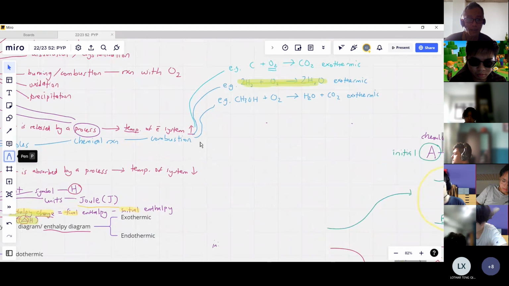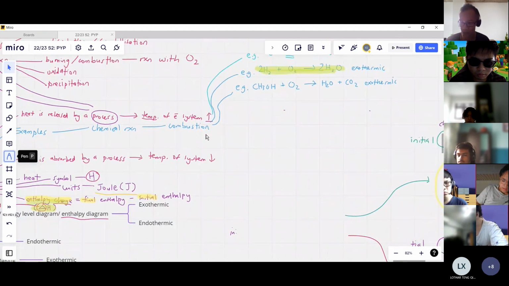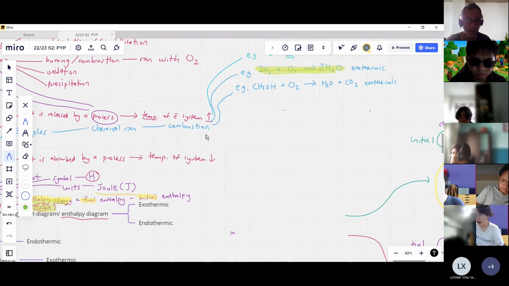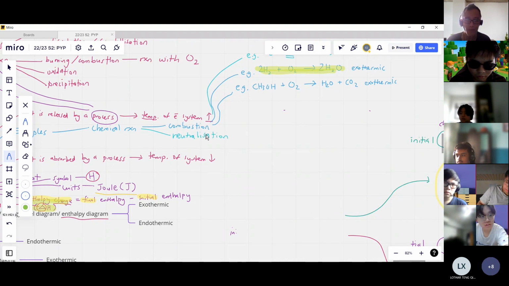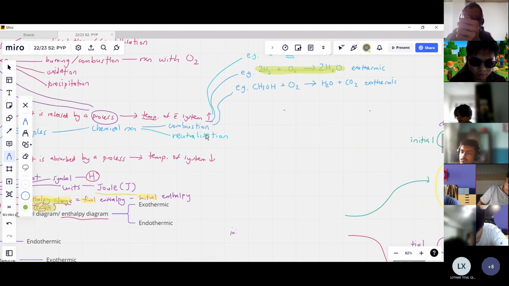Okay, the other chemical reaction that I want you guys to remember being exothermic is this one. Neutralization. I mean, no doubt, I don't think you have put your finger inside a beaker during neutralization, but essentially it gives out heat. Okay. Oh, by the way, make sure you know what is neutralization.